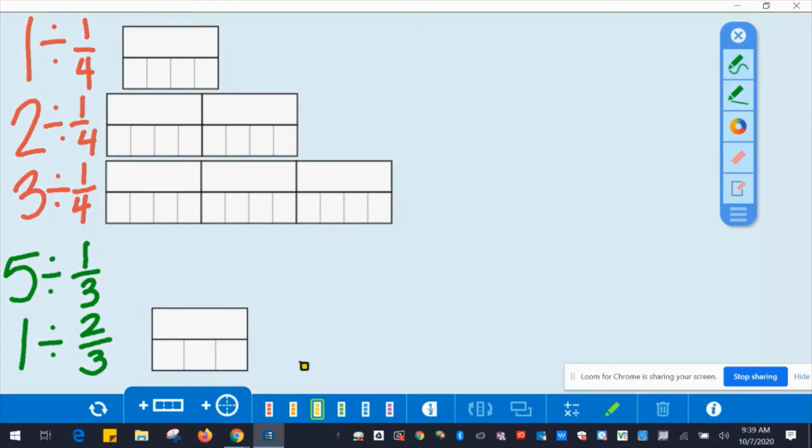So what I would do with the students, I would say, how many pieces, 1/4 size portions, do we see? 1, 2, 3, 4. There are 4 1/4 pieces in 1. Then we would look at the second model, and we would see that there are 2 wholes divided into 1/4 size pieces. How many 1/4 size pieces are in 2 whole pieces? Then we would count 1, 2, 3, 4, same as the one above, 5, 6, 7, 8.